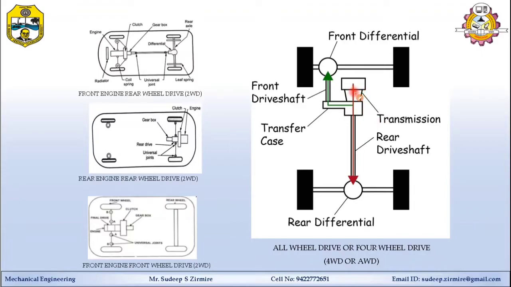Here you can see this is the engine, clutch, transmission. After the transmission, this power goes into the transfer case and later it is connected with a chain and sprocket arrangement, and this power is distributed to the front differential and rear differential. Both the front axle as well as the rear axle are live axles.